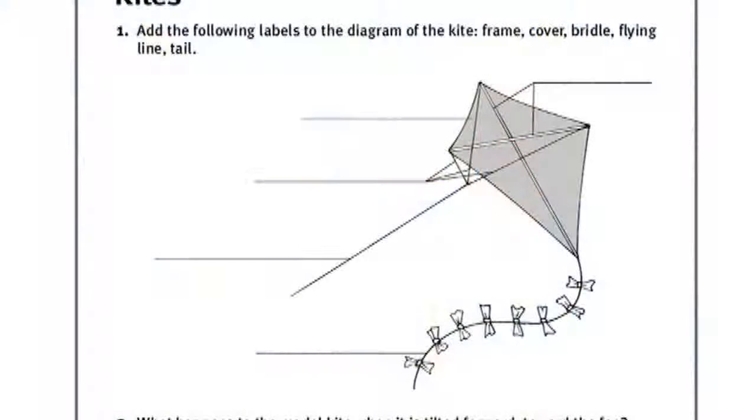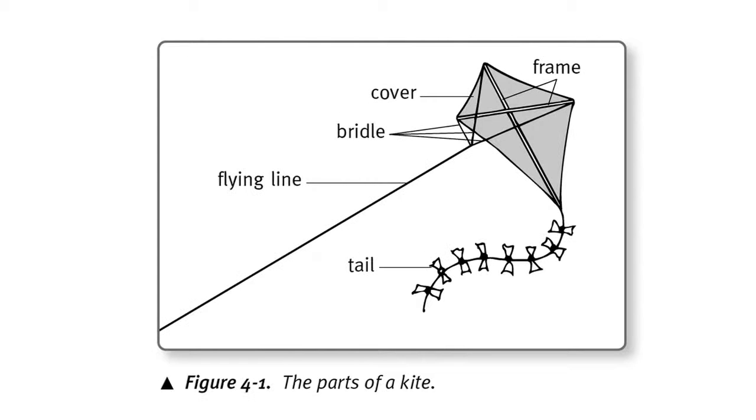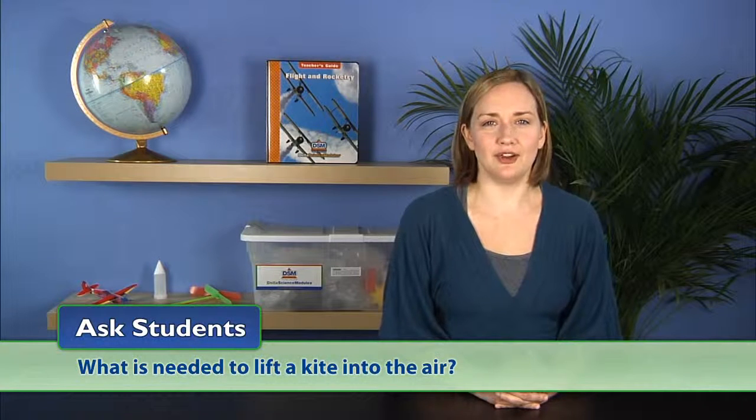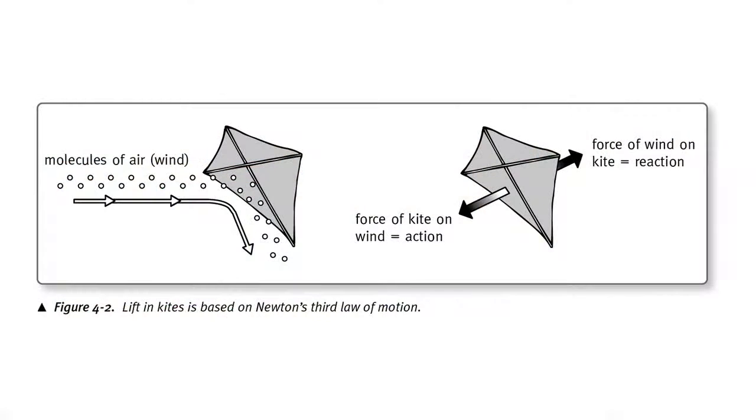Help students identify and label the parts of a kite, including the frame, the bridle, the flying line, and the tail. Ask students, what is needed to lift a kite into the air? Students will probably think that wind lifts a kite. Inform students that unlike lighter than air craft, which achieve lift by floating, heavier than air craft achieve lift because of the movement of air against and around their surfaces.